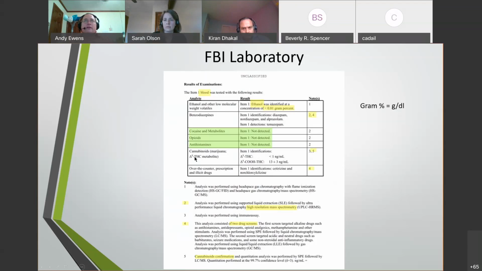So we look now at the THC for marijuana use, and here they are reporting concentrations. So that's a good result that can help, that you can interpret. And under their footnotes, number 5, they are saying that this was a confirmation test, not just a screening test. So that's why you're getting actual quantitative numbers.